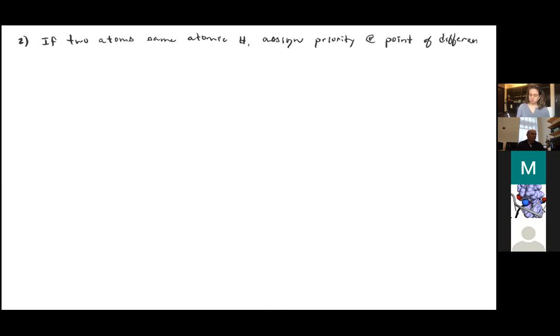Okay, so if two atoms have the same atomic number, you're essentially going to continue outward until you find a difference, using atomic number to look for differences in the substituents. So again, best illustrated with an example.